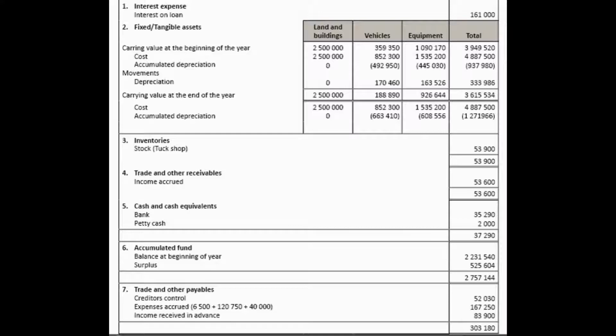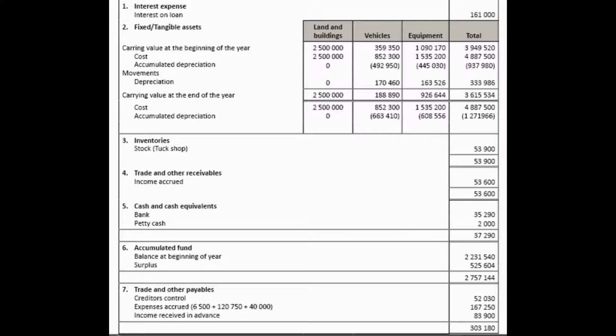All right. Okay, then we get to inventory stock. That was the closing stock, the adjustment. Trade and other receivables, income accrued. If you look at your income accrued account, you will see that was 53,600. That was for the outstanding boarding fees. Yeah, that was adjustment number 1. Okay, that was for the accrued income.